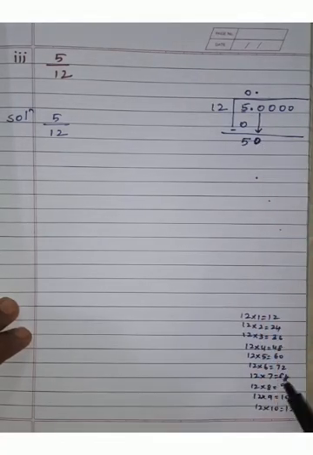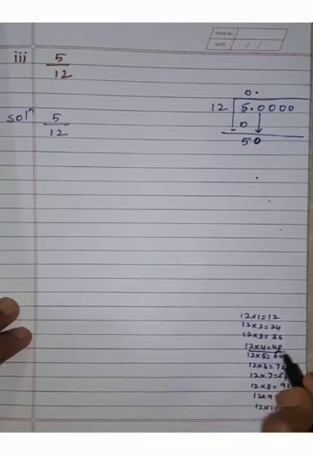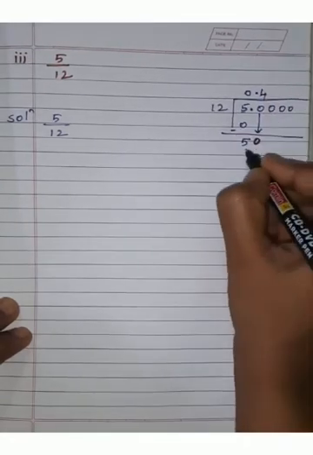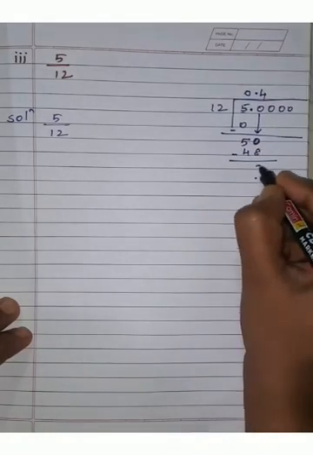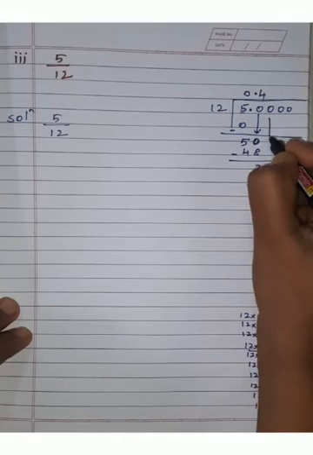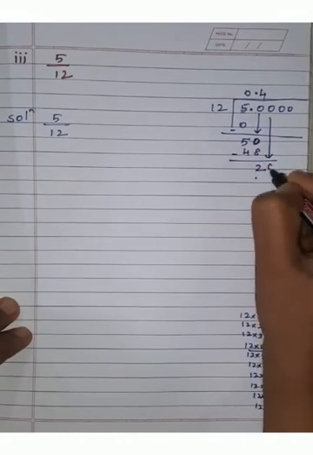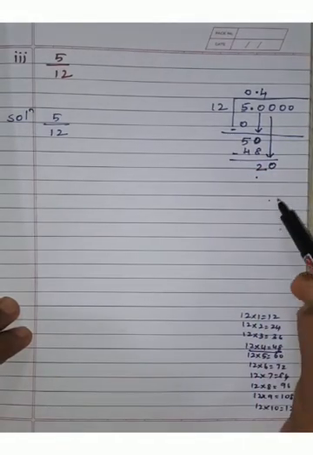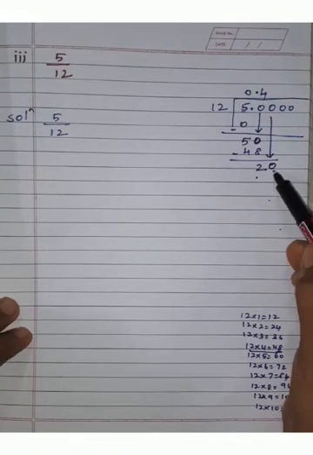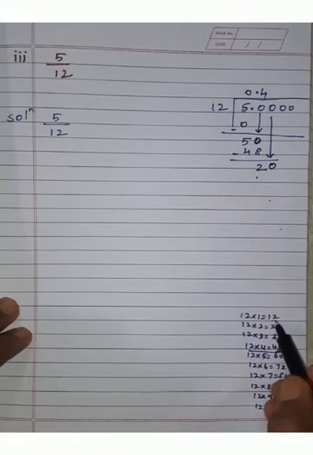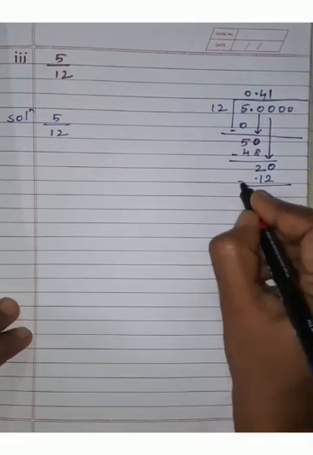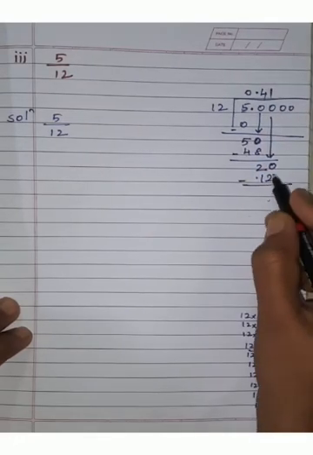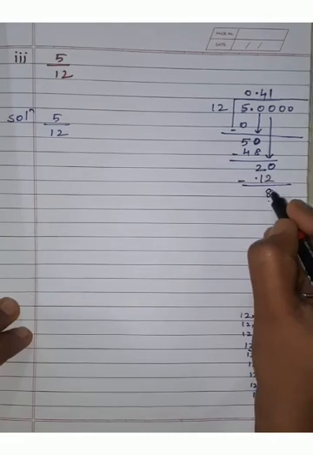Now in table of 12, the number less than 50 is 48. How many times? 4 times. So 12 fours are 48. Now subtract. 50 minus 48 is 2. So again, one more 0, it is there. So I will be taking down the 0. So now here we have 20 children. So the number less than 20 is what? It is 12. So how many times? 1 time. So 12 ones are 12. 20 minus 12 is 8.